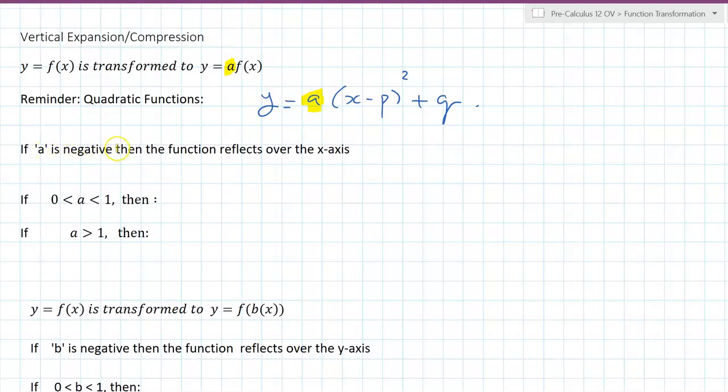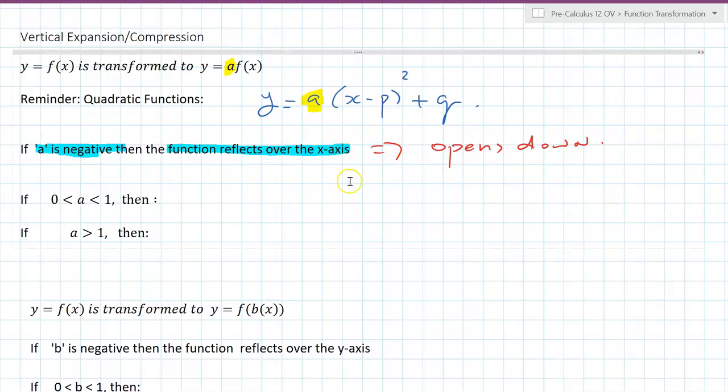What if a is negative? If a is negative, if you remember that, the graph just flips over the x-axis. The graph of the parabola opens down. That means, basically, reflection over the x-axis. Now, this reflection over the x-axis applies for every function. Doesn't matter what the function is.